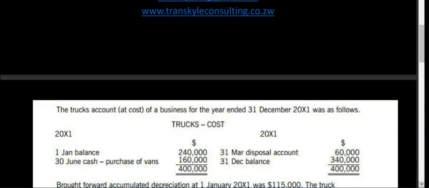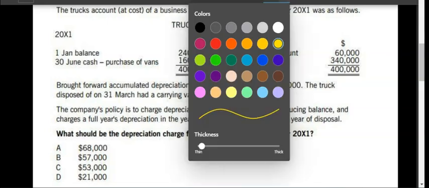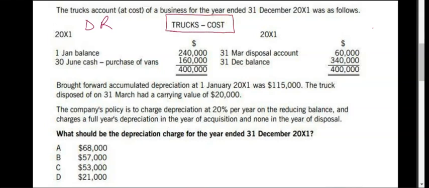Now, the question is here, ladies and gentlemen. The T account at cost of a business for the year ended 31st December 20x1 was as follows. So we are given this T account for a business. Everything we are told by the examiner is at cost in this T account, and this is the cost of the asset, the brought down cost.